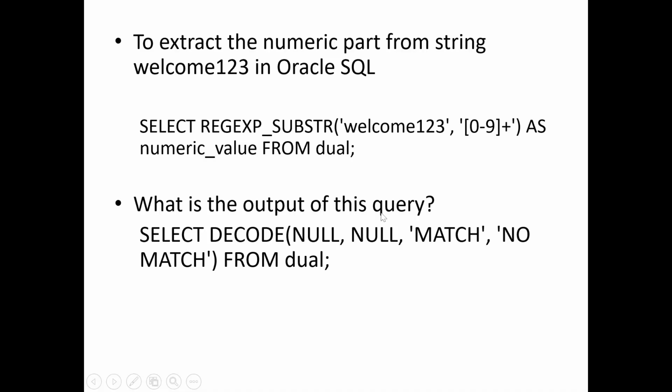So what is the output of this query? DECODE sees the first two arguments, null and null. If both are equal, then it will return the first argument here. The answer is third. The answer is match.